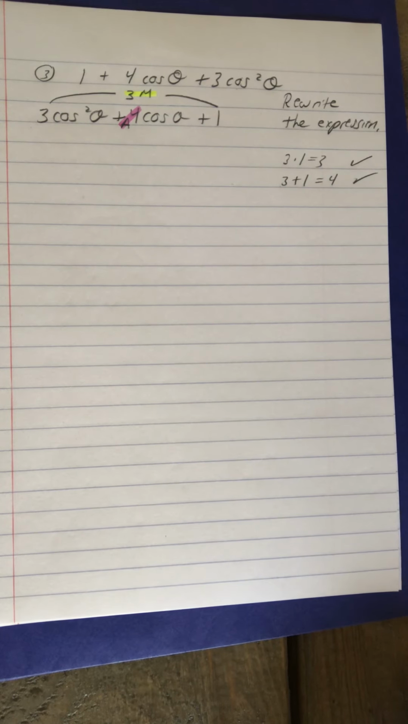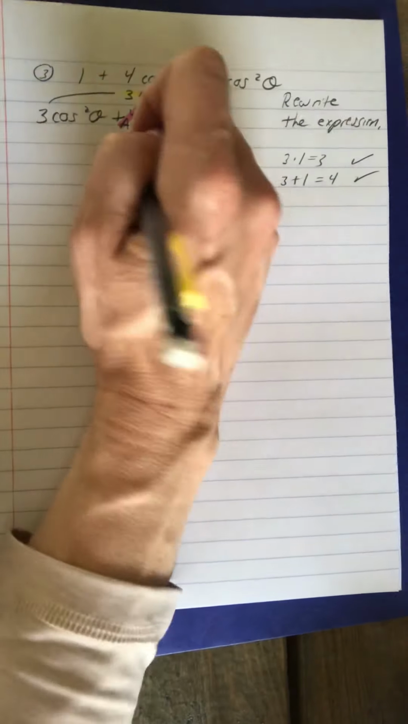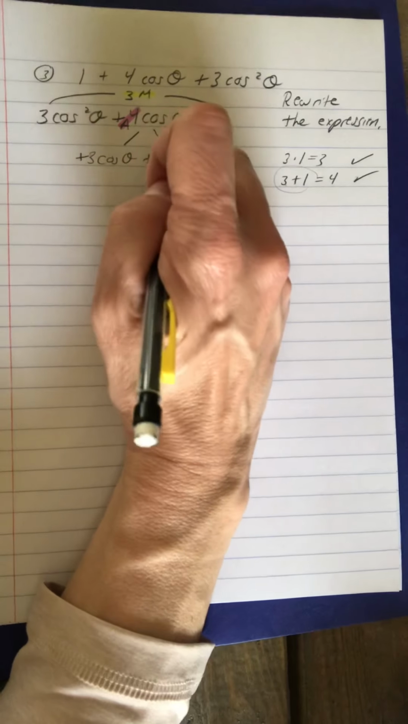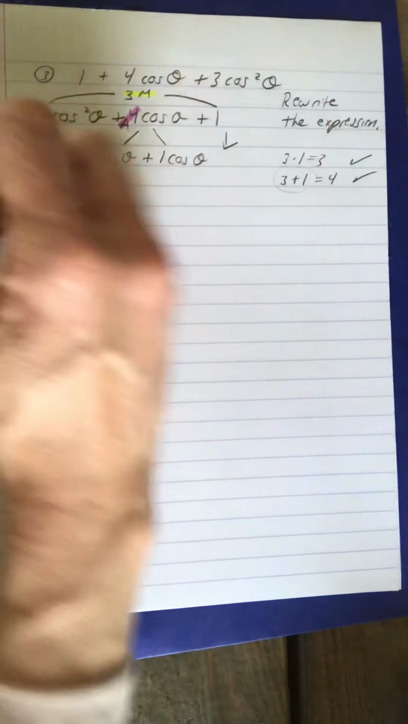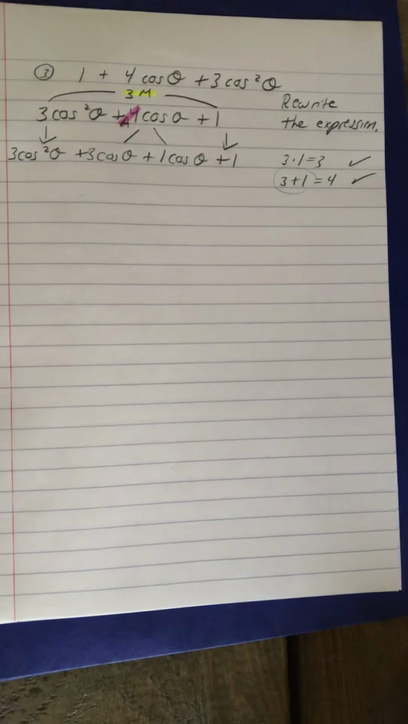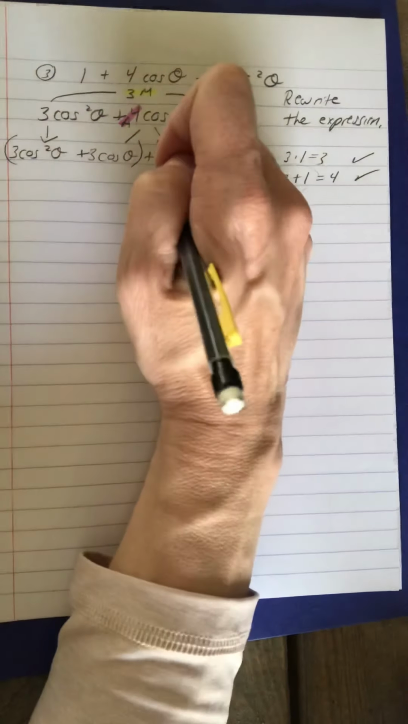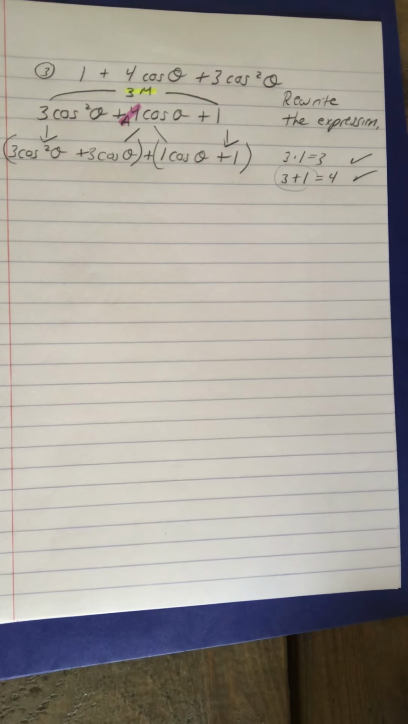We must use the factor by grouping method. So you take this 4 cosine and break it into, using these values, a positive 3 cosine theta and a positive 1 cosine theta. Then we bring down the first and the last term. Now, once we get there, we are going to factor by grouping. You group the first two terms together and the second two terms together, and we factor out the GCF of each group.